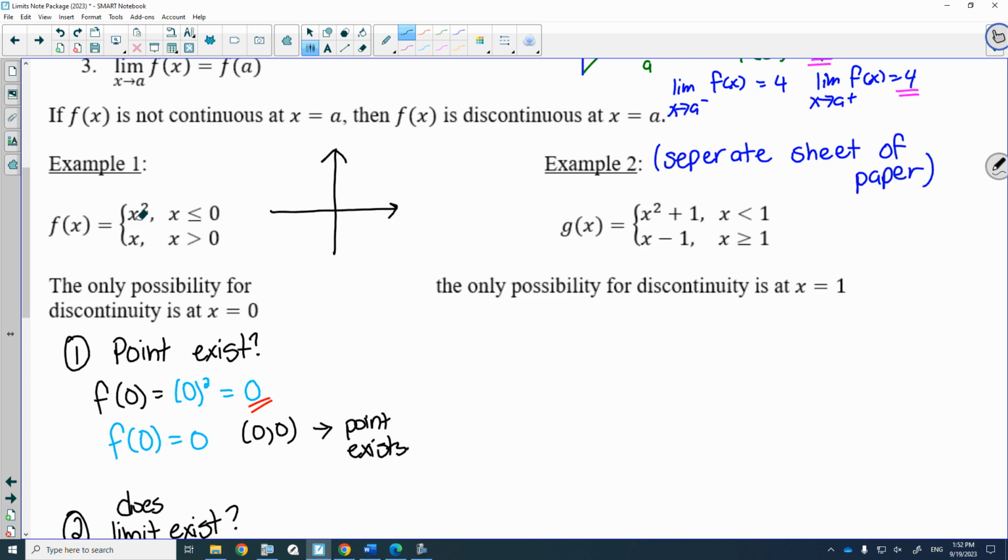This is a parabola, and you know that a parabola would look like this, but it wants me to only graph the piece of my parabola less than or equal to 0. So that would be this piece of my graph. Right, my parabola would start there.